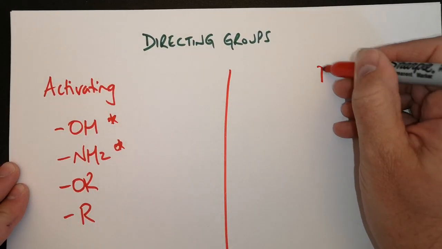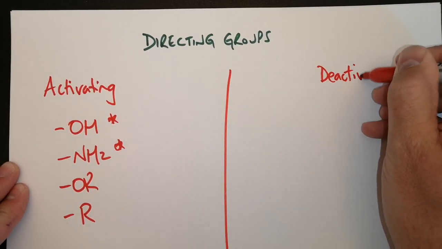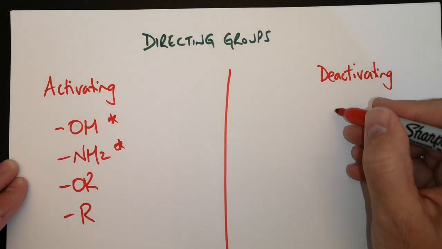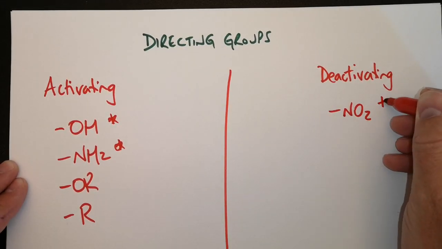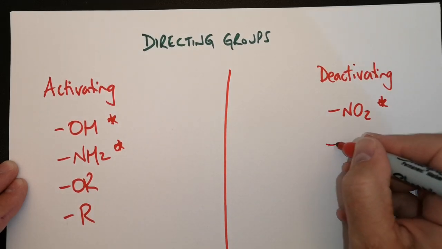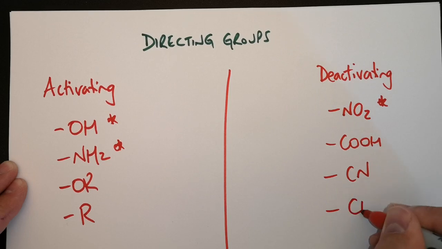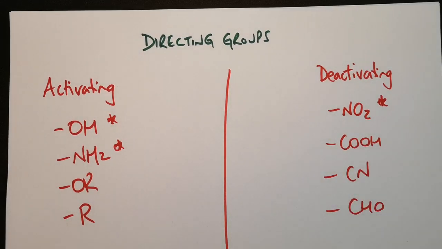On the other side we had the deactivating groups. These are ones that when attached to a benzene actually make the benzene less reactive. So there'd be NO2, which is the one that we need to know for the A-level, and then maybe a carboxylic acid or a nitrile or an aldehyde group. Now what we're going to do is look at the link between whereabouts these then direct the next substitution to.